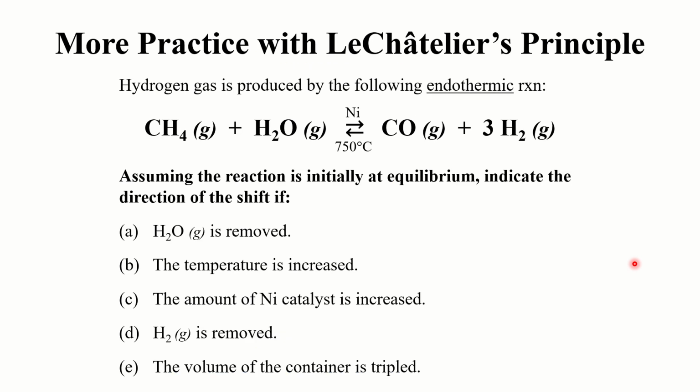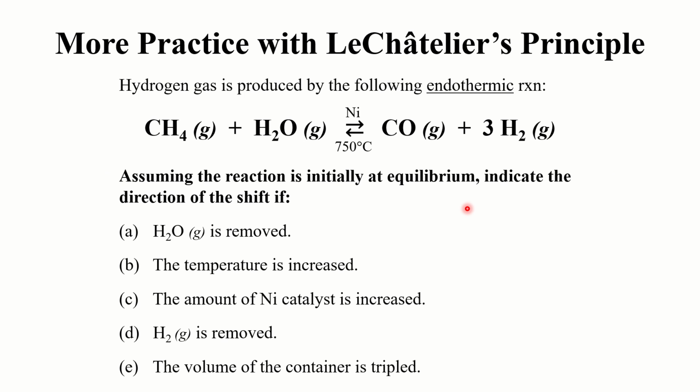All right, here's a little more practice with Le Châtelier's principle. Hydrogen gas is produced by the following endothermic reaction. CH4 plus H2O forms CO plus 3H2. Assuming the system is initially at equilibrium, indicate the direction of the shift if. Go ahead and pause the video and try these 5 problems as well.